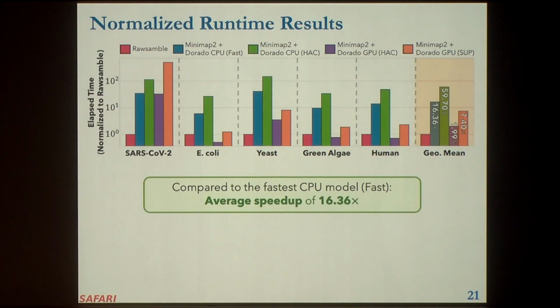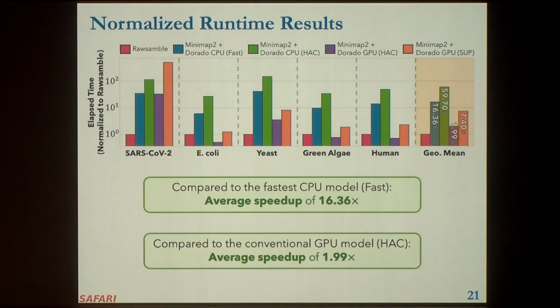First, we find that compared to the fastest CPU model using Dorado, Rawsamble provides an average speed up of around 16x. And second, Rawsamble provides an average speed up of 2 times compared to the configuration when using Dorado's conventional GPU model. So these are essentially the runtime results.